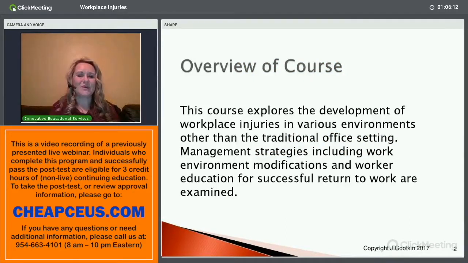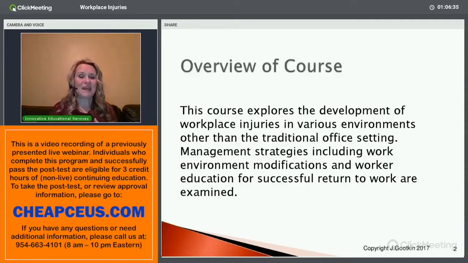Overview of our course that we are looking at this morning. As I mentioned, we're discussing workplace modifications, and the specific settings that we're discussing is pretty much everything other than the office environment. If that is a topic that you're interested in, I do have a course on office ergonomics. Some of you may have been with us previously for that, or that is available for the office setting.